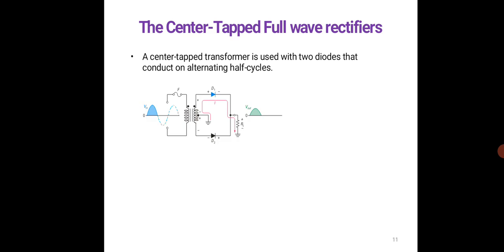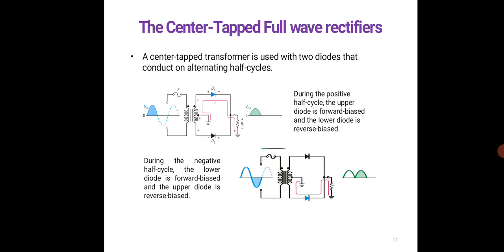This is the center tapped full wave rectifier, where a transformer is used with the diodes to conduct on alternate half cycles. During the positive half cycle, the upper diode is forward biased and the lower diode is reverse biased. During the negative half cycle, the lower diode is forward biased, whereas the upper diode is reverse biased. Forward bias is indicated in blue and reverse bias in black. The first waveform, shown in green, conducts for the positive half, and the second diagram conducts in the negative half.